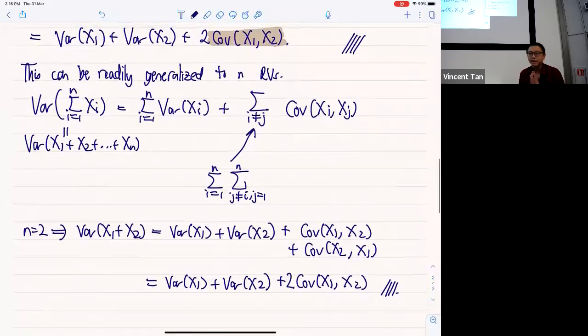Does everyone understand this? So it seems like here we are missing something, a 2, but in fact we are not missing anything at all.